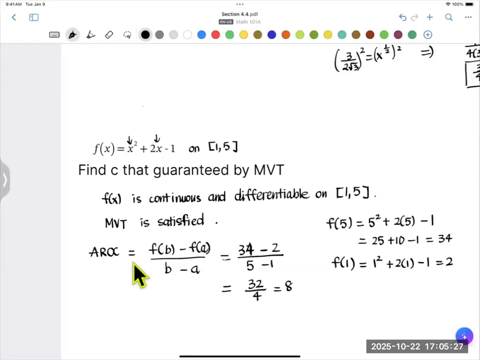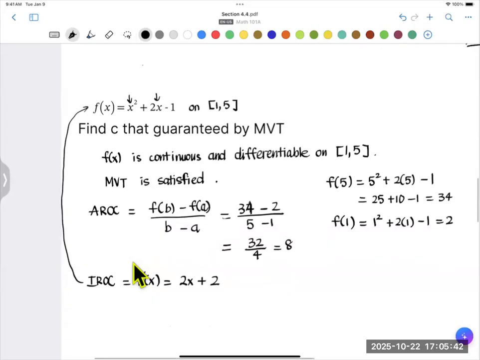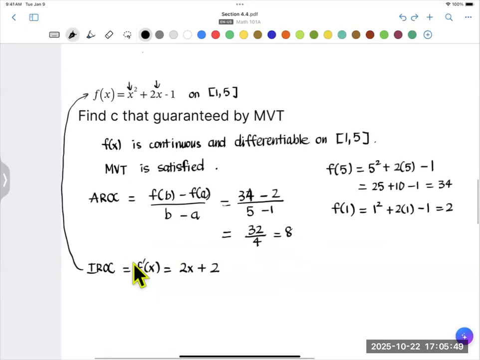Now we gotta find what the IROC is. Since we already learned all the derivatives, IROC will be the f prime of this. So f prime of x equals 2x plus 2. So the mean value theorem will guarantee that IROC is equal to AROC. So it's going to be AROC equal IROC, or the other way, it doesn't matter. So we're going to have 8 equal 2x plus 2.